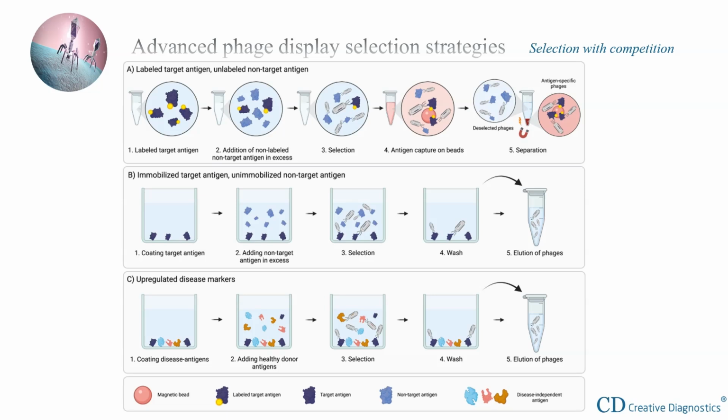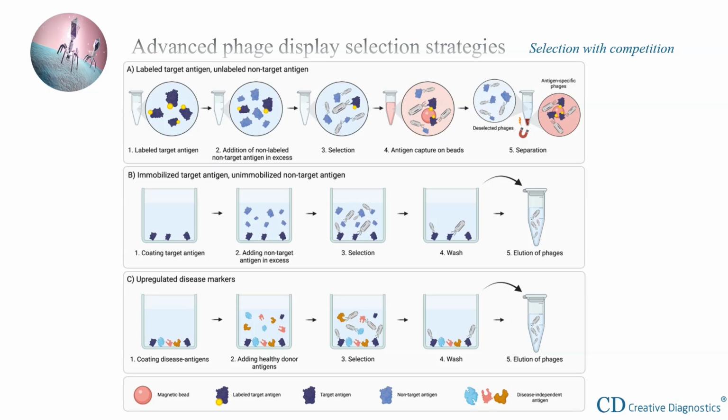In competitive selection, the target and non-target antigens are mixed with the antibody library, allowing them to compete for antibody binding. By adding a large excess of the non-target antigen, antibodies tend to bind shared epitopes between the target and non-target, which increases the proportion of antibodies that specifically recognize unique target epitopes. After selection, antibodies that bind the target antigen are enriched.